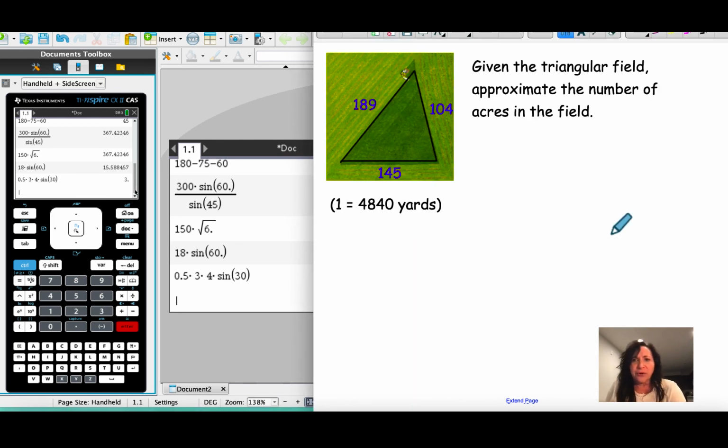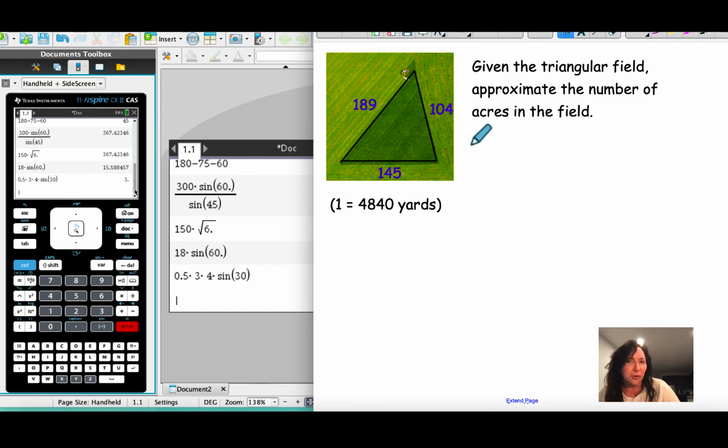This is a triangular field of grass. Okay? Approximate the number of acres in the field. 1 acre is 4,840 square yards. So basically it looks like we want the area first, right? So let's find the area. I've got all the sides, so I don't want to use the other formula, because I have 3 sides.